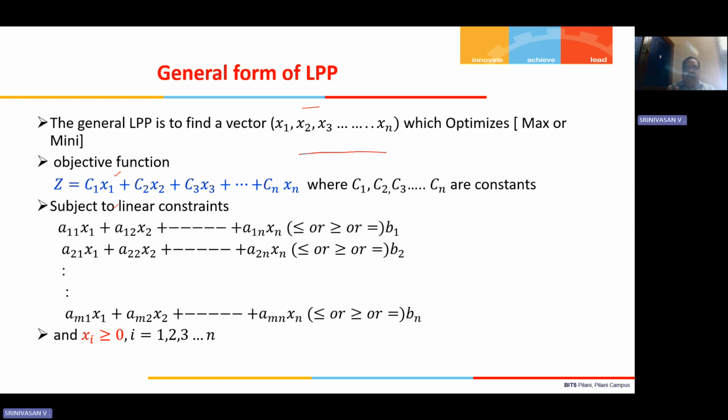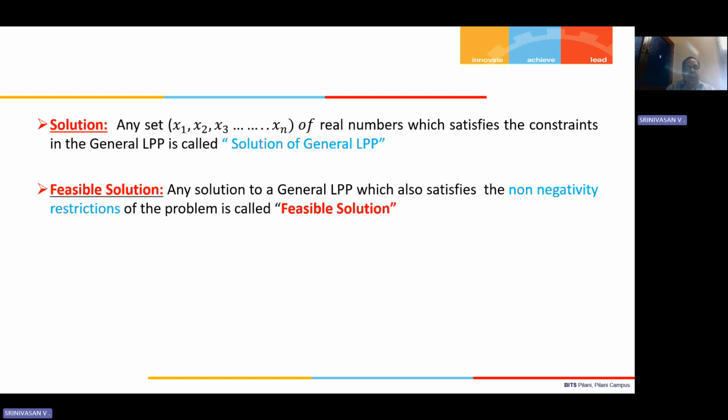This is the general formulation of an LPP. Solution. So what is the solution? Ax equal to b gives you the solution x, a column vector having 2 components or 3 components or in general n components, depending upon the number of linear equations in your system. So any set x1, x2, x3, ..., xn of real numbers which satisfies the constraints in the general LPP which we have just discussed is called a solution of the general LPP.